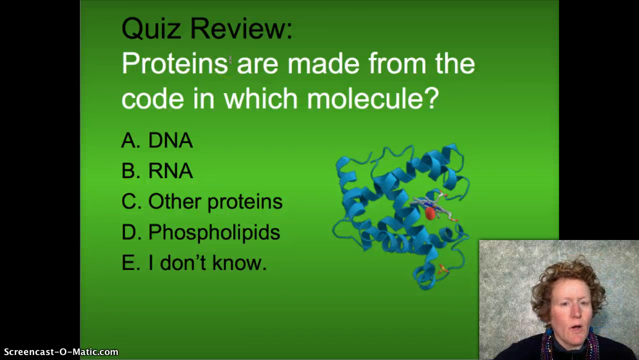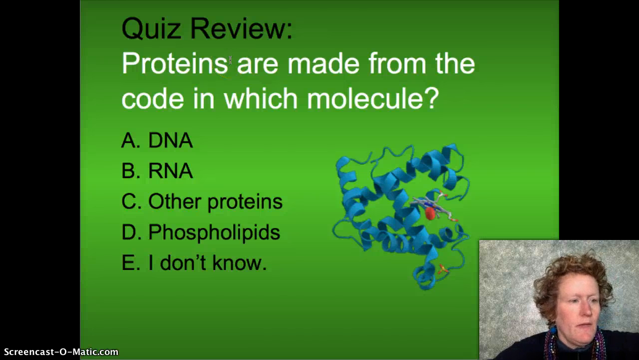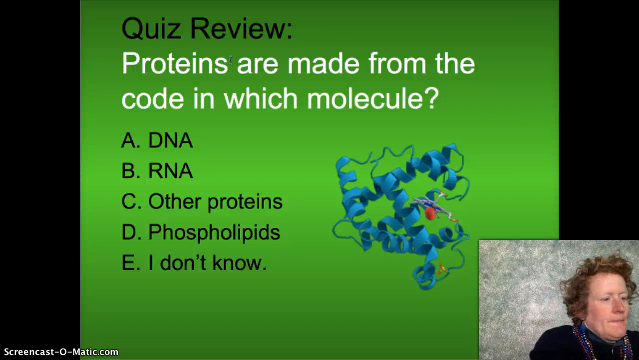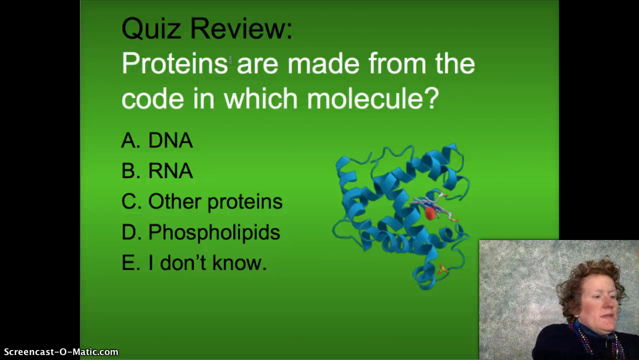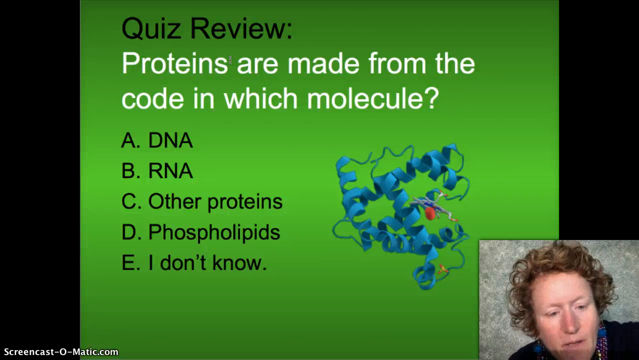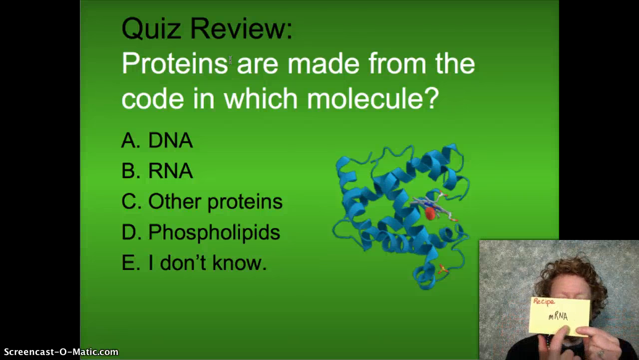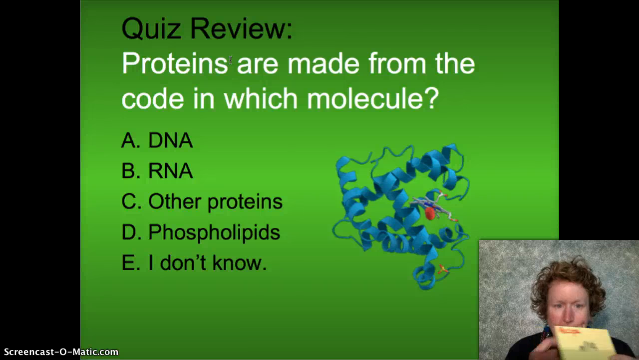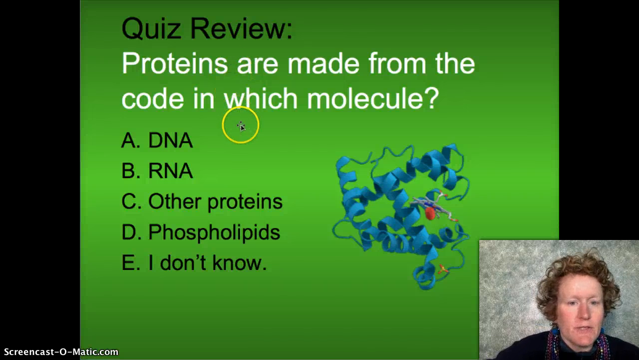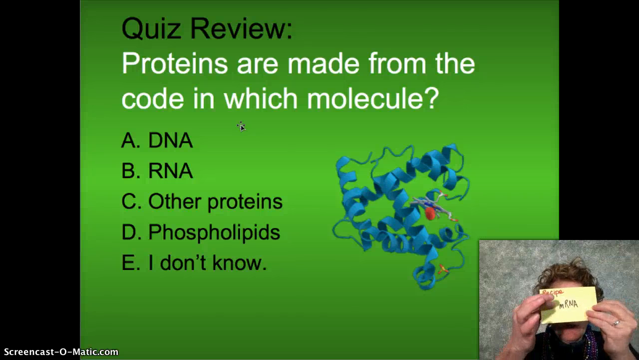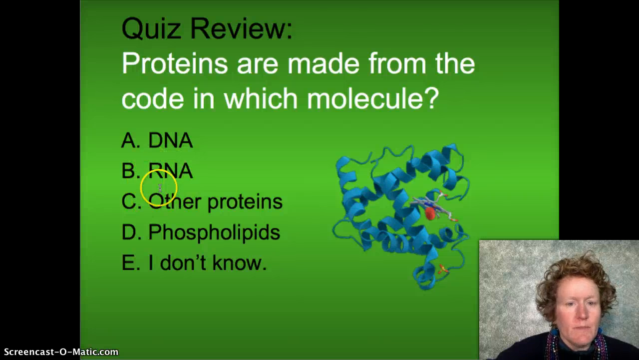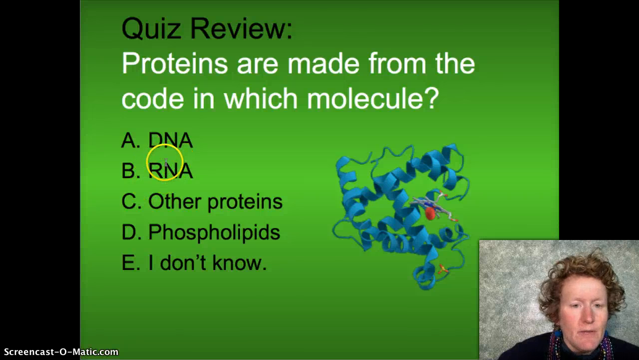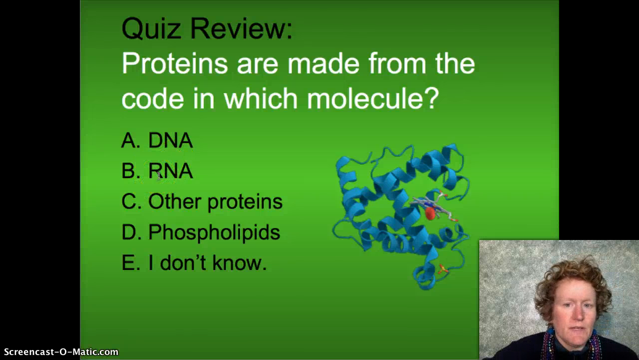Proteins are made from the code in which molecule? We start with DNA, but that has to stay in the nucleus, so we can't use that to actually make proteins. So we have to write down something on the recipe card. We have to use a script to write something down. And that process is transcription. And here's your answer right here. RNA. Proteins are made from RNA. The original code comes from DNA, but you have to transcribe it into RNA so you can translate it into protein.